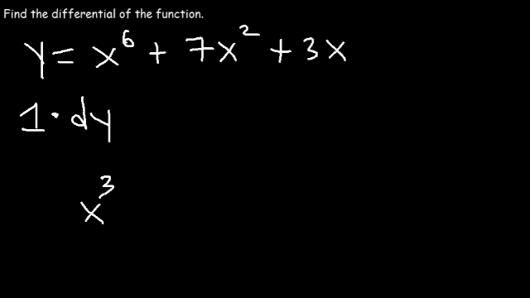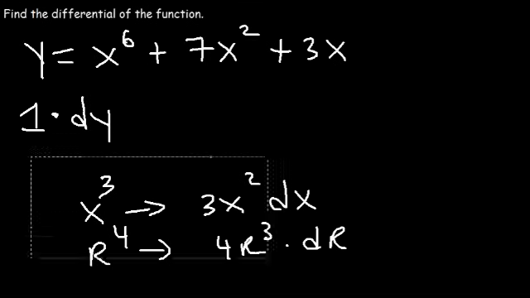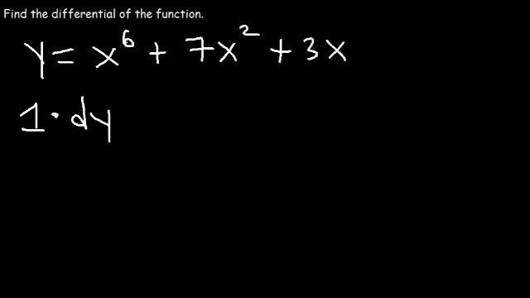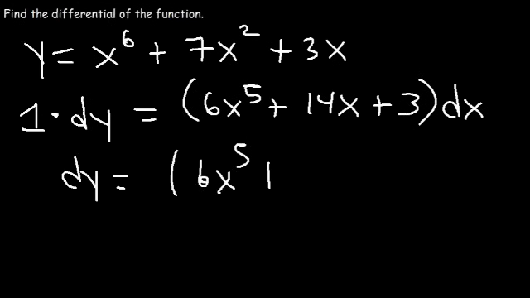So let's say if I'm going to differentiate x cubed, it's going to be 3x squared times dx. If I want to differentiate r to the 4th, it's going to be 4r to the 3rd times dr. So the derivative of x to the 6th is 6x to the 5th. The derivative of 7x squared is 14x. And the derivative of 3x is 3. And all of these will be multiplied by dx. So that's the differential. So therefore dy is equal to everything that we have on the right side.